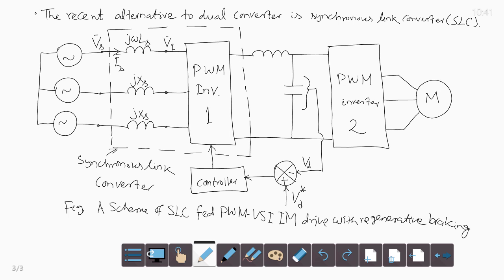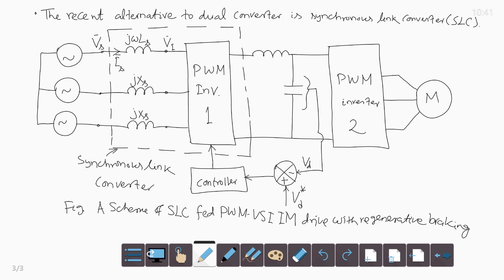So, the recent alternative to dual converter is synchronous link converter. In this figure, a scheme of synchronous link converter fed PWM voltage source induction motor drive with regenerative braking facility is shown. There are two PWM inverters. PWM inverter 1 feeds the induction motor, and at the front end we have the PWM inverter 1 with inductance in each phase which is connected to the 3 phase AC source.